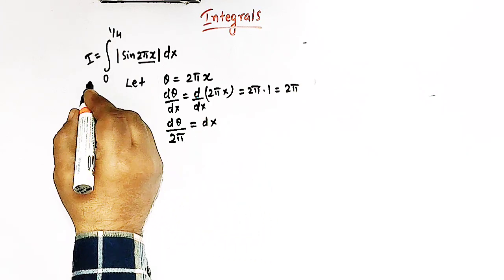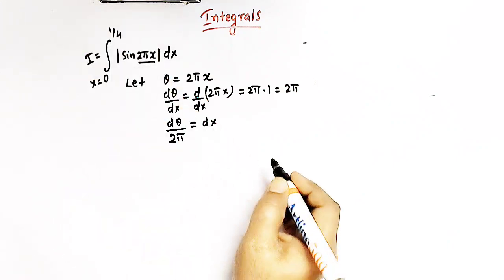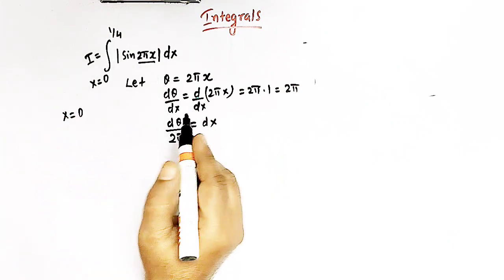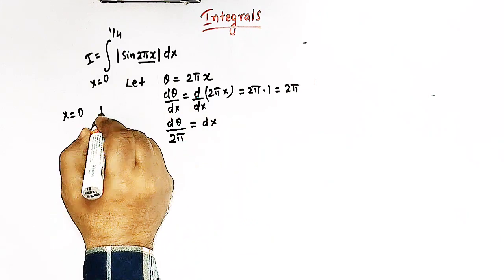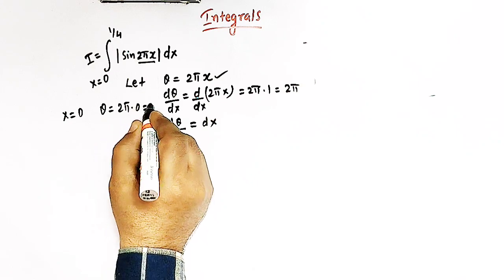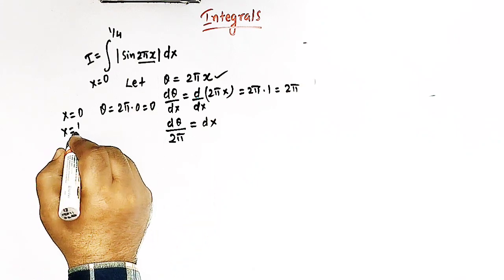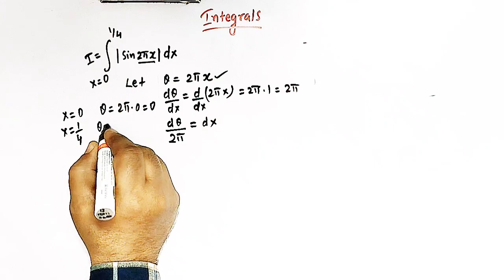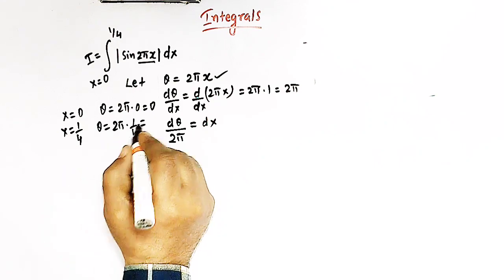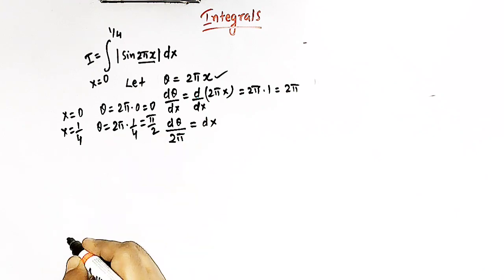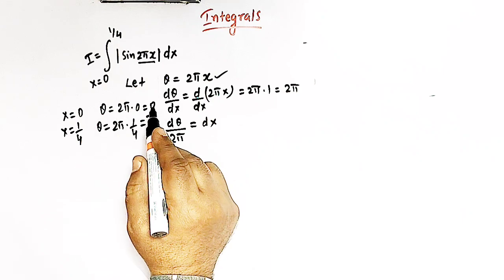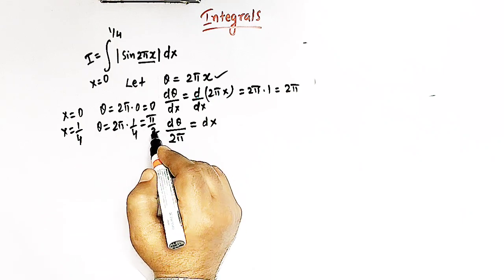Here x varies from 0 to 1 by 4, so let us change the limits accordingly. When x is equal to 0, theta is 2 pi times 0, which is 0. And when x is equal to 1 over 4, theta is 2 pi times 1 over 4, which is pi over 2. So when x changes from 0 to 1 by 4, theta varies from 0 to pi by 2, right?